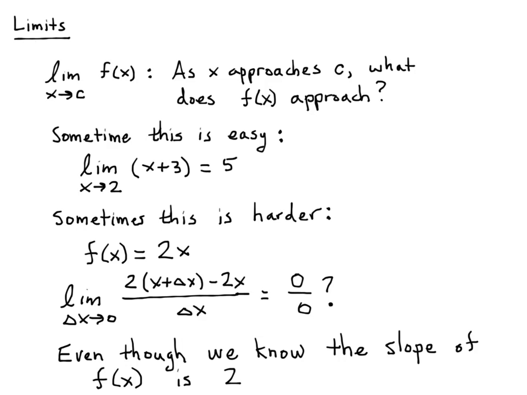Do you see the difficulty with this one? I mean, in the function you should be able to tell the slope is 2. If we put it in our limit definition of instantaneous rate of change, we get 0 over 0. You know what the answer is. Just plugging it in doesn't work. In this case it works, but not in this case.